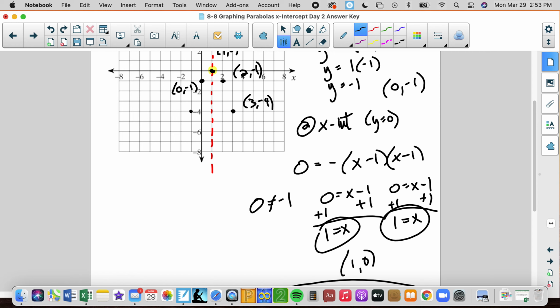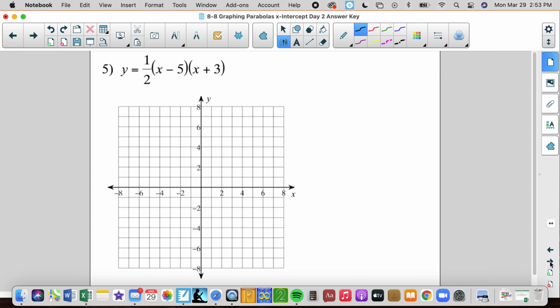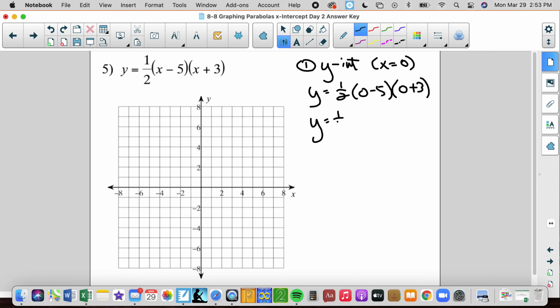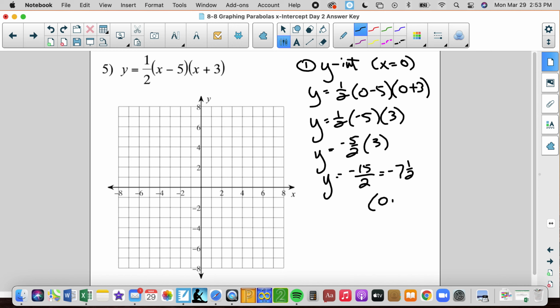Let's mirror it 2 away, and let's do -1, -4 is that coordinate, that location per the origin. And the last one has a nice little fraction. It's got bigger spaces for the intercepts. So y-intercept, x equals 0, y equals 1/2, 0 minus 5, 0 plus 3. That's going to be ugly and fractional. 1/2 times -5 times 3. 1/2 times -5 is -5 halves. -5 halves times 3 is -15 halves, which equals -7.5. So we have 0, -7, and 1/2. So that's between here.